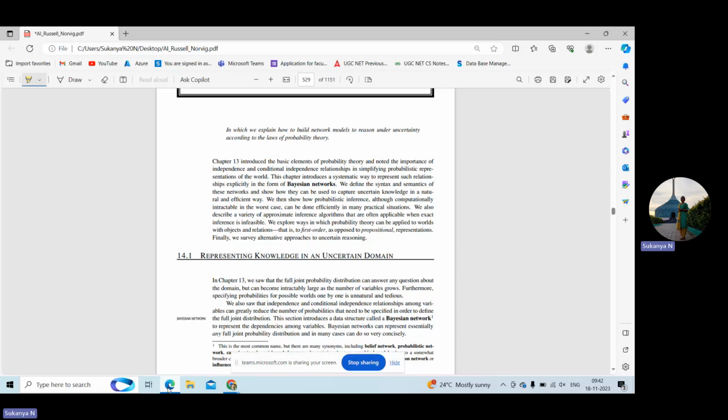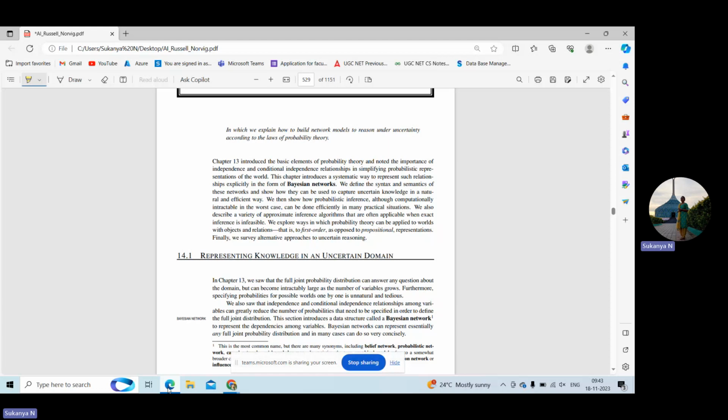Okay, so to indicate that uncertainty, we'll be using the network called Bayesian network. Right. So what is this Bayesian network? A Bayesian network is a directed graph which will be followed with quantitative numbers. Right. So for each and every node, there will be a number or a value which will be associated with that direction.